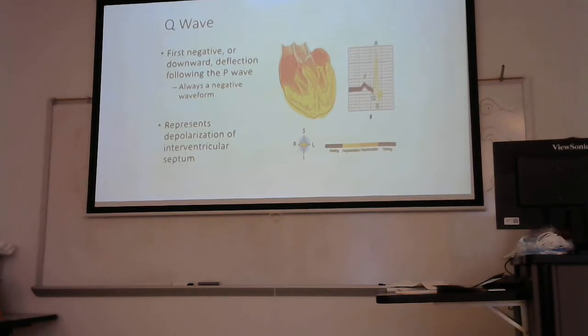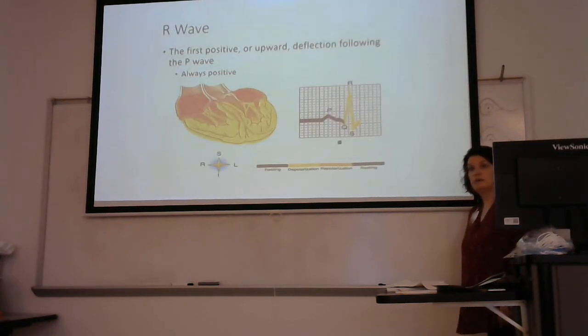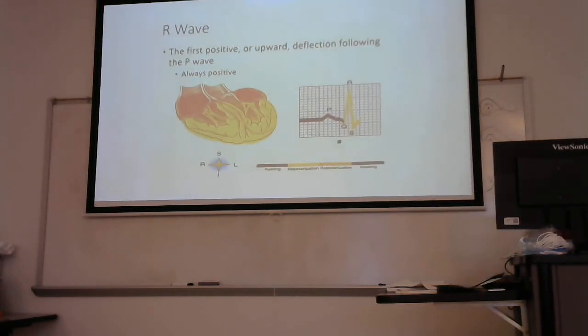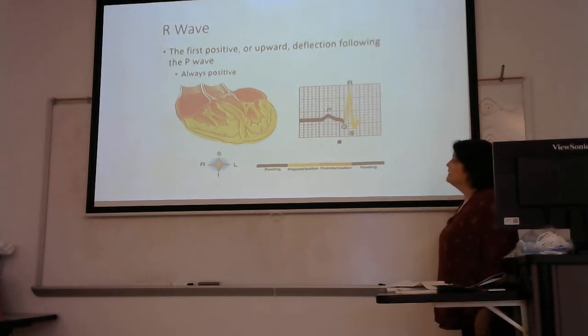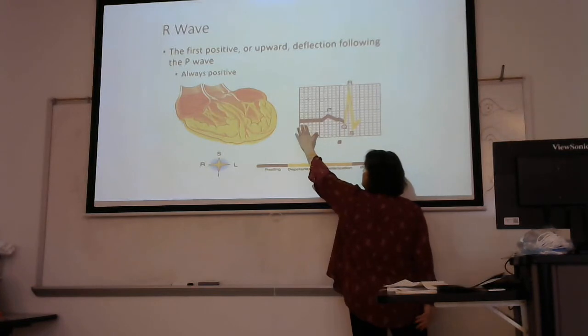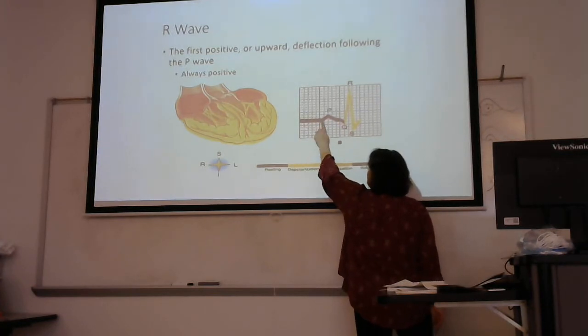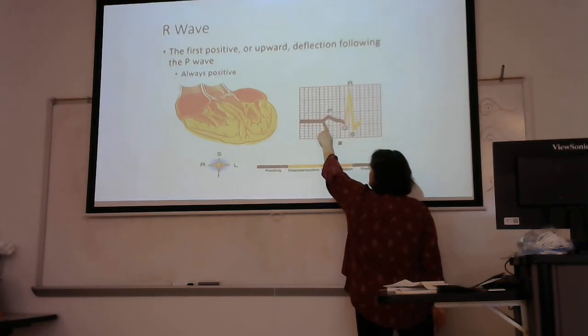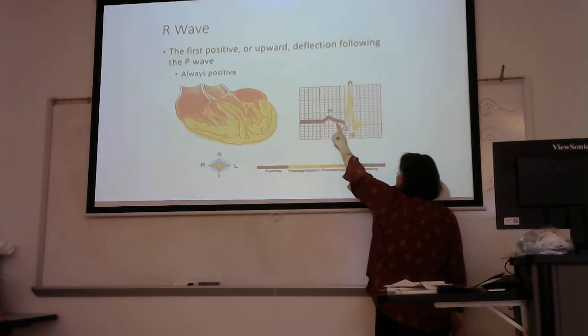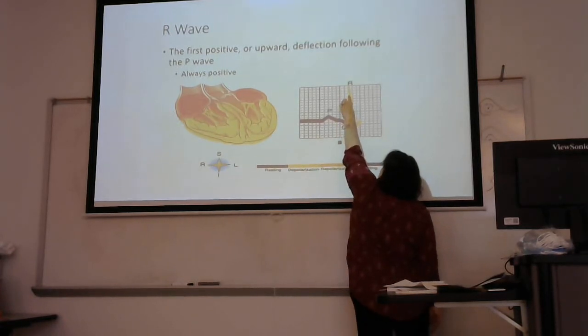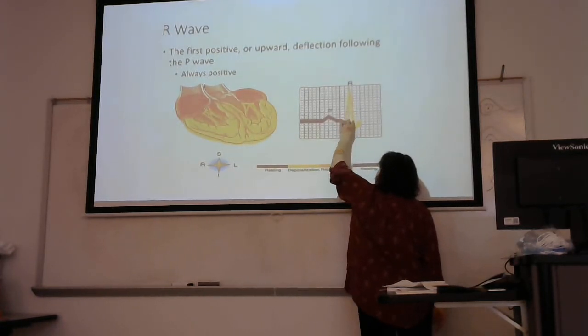So after your Q, guys, you have your R. Your R is that positive deflection following the Q. Baseline. This is the beginning of your P. Here's the end of your P. Okay? Baseline. Here's the beginning of your Q. You see where it starts to go down. And then where it goes up, this is your R. It's positive.